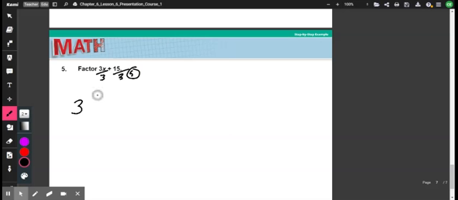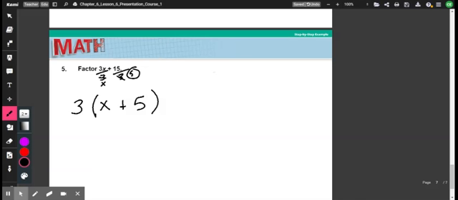All right, so now what's left over is we have our x left over plus our 5 left over, okay? Which then when we multiply it out, we will get our same number, okay?